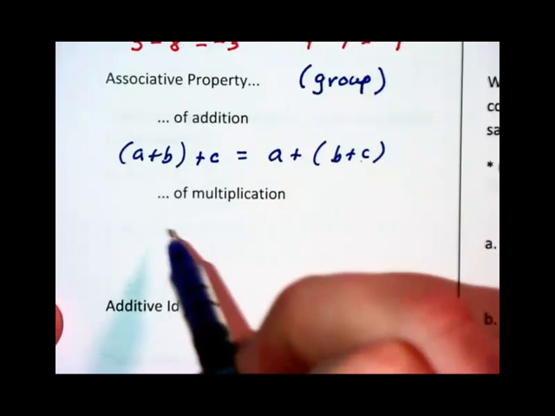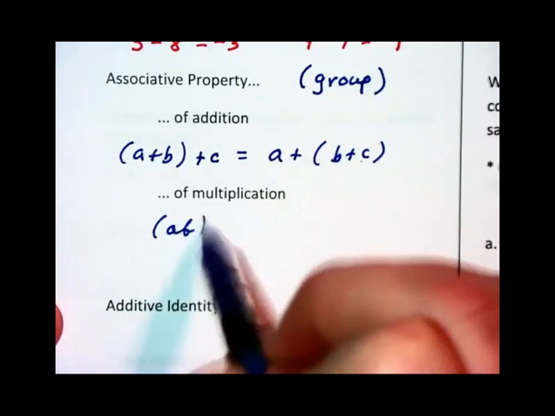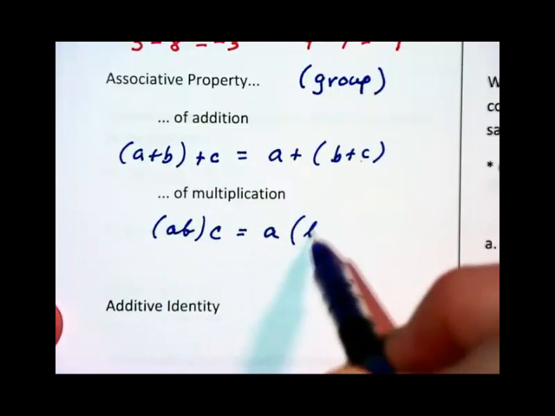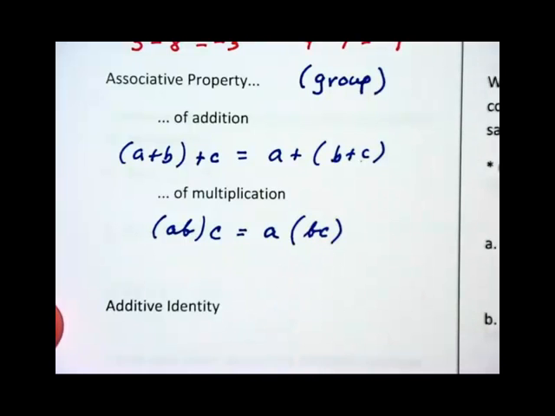On the left now for multiplication, we're going to have AB grouped together times C. That is the same thing as A times the product BC.